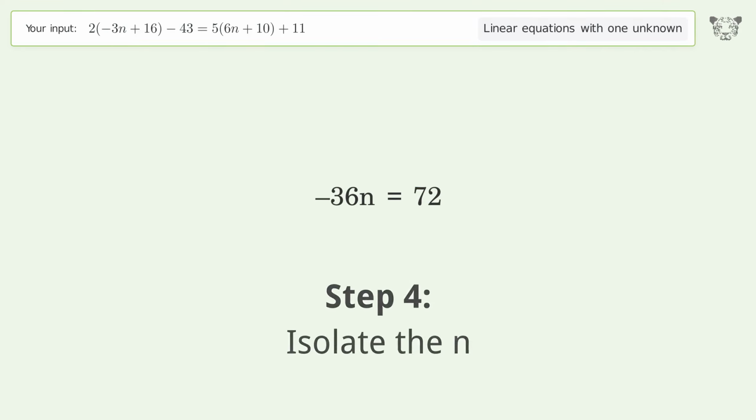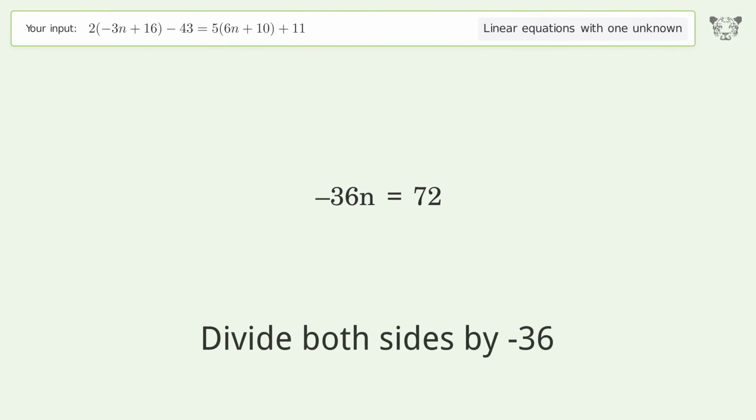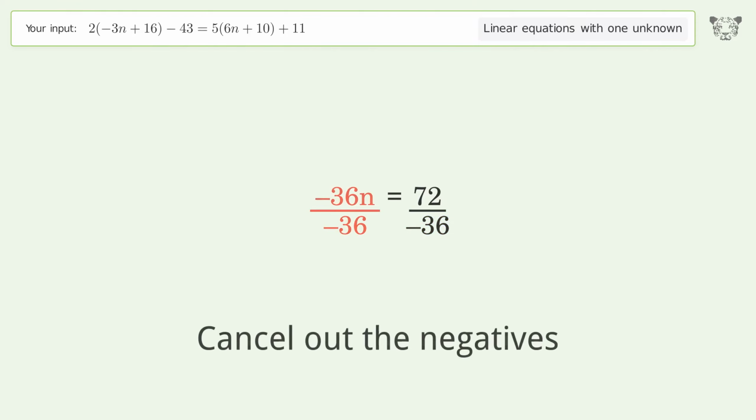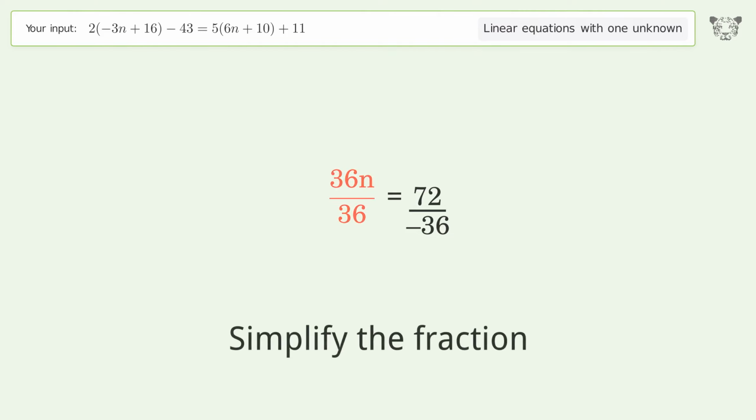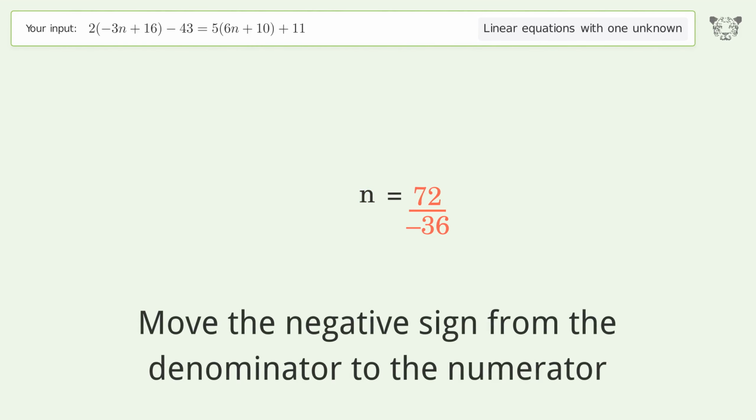Isolate the n. Divide both sides by -36. Cancel out the negatives. Simplify the fraction. Move the negative sign from the denominator to the numerator.